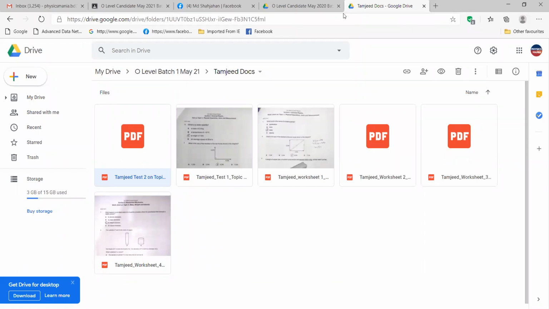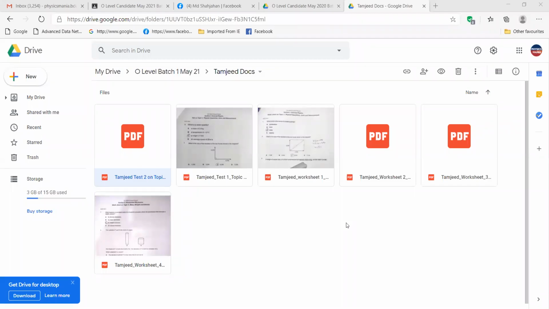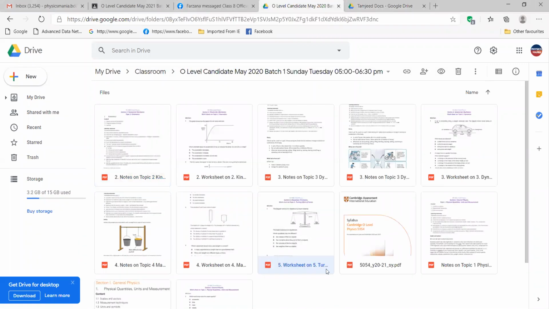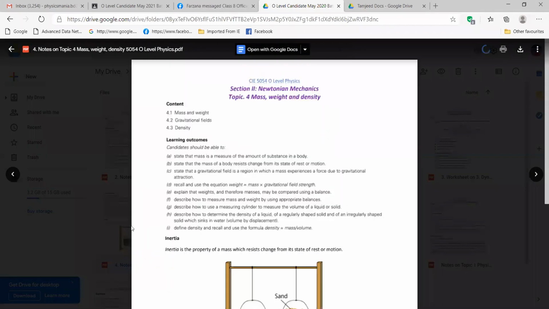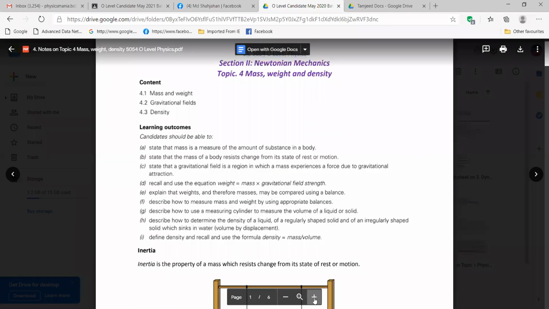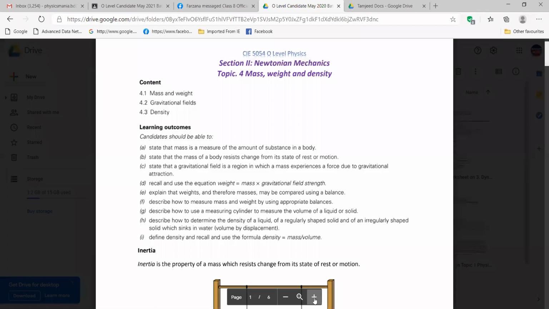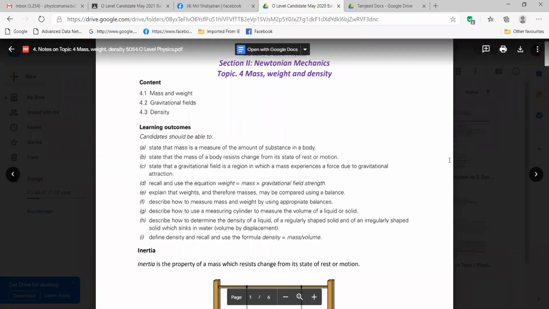Okay, that one we are going to discuss. Yeah, this one. Just wait, wait for notes on topic. Okay. Yeah, you can see the screen, right? Notes. So where are your queries?